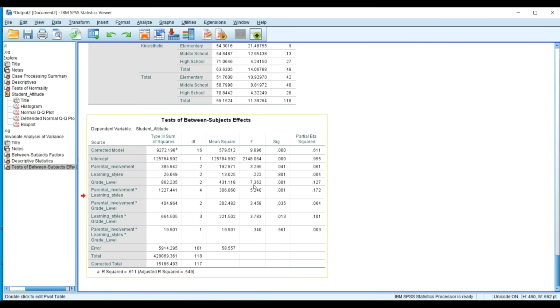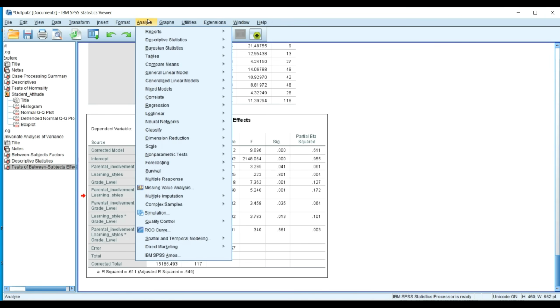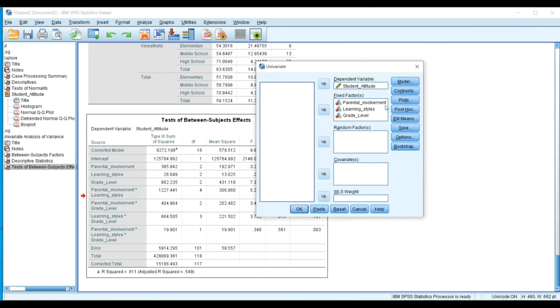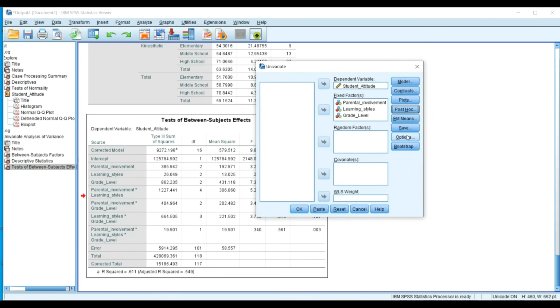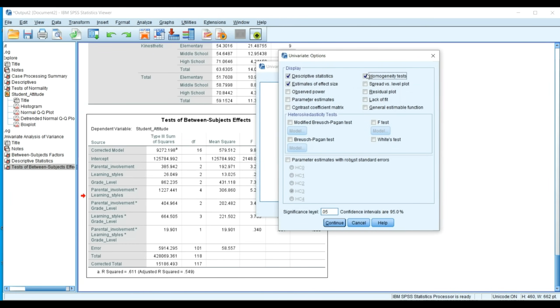But before we do that, I also want to tell you that one more check that needs to be done is the homogeneity of variance test. So that will also determine whether we are violating or not violating the rules. To do that, we go back to Analyze, General Linear Model, and then we go to the homogeneity test, and then we check.